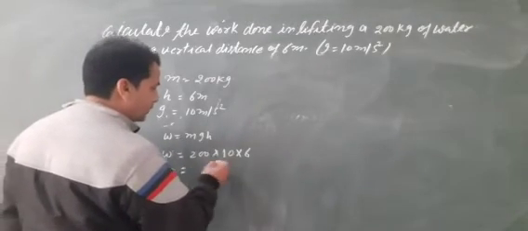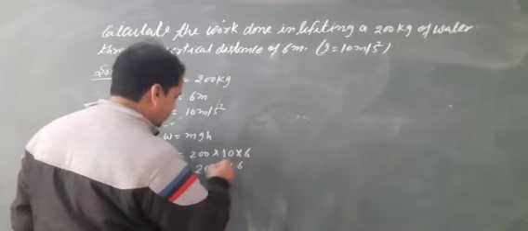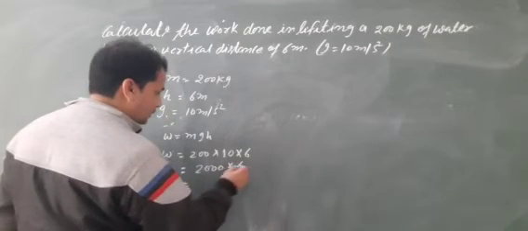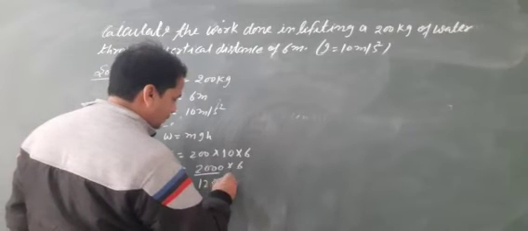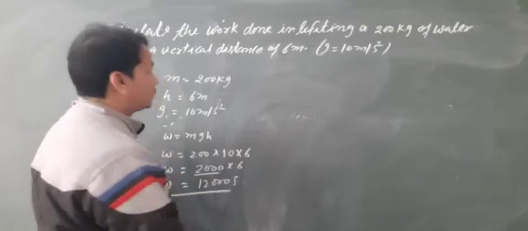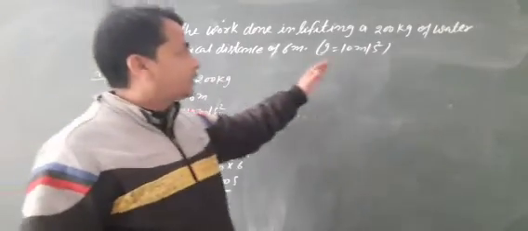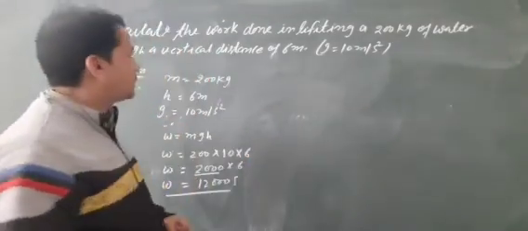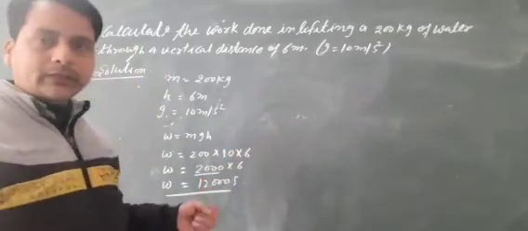Then 200 multiplied by 10 is 2000, into 6 equal to 12,000 joule. So it is clear that the work done in lifting 200 kg of water through a vertical distance of 6 meter is here 12,000 joule.